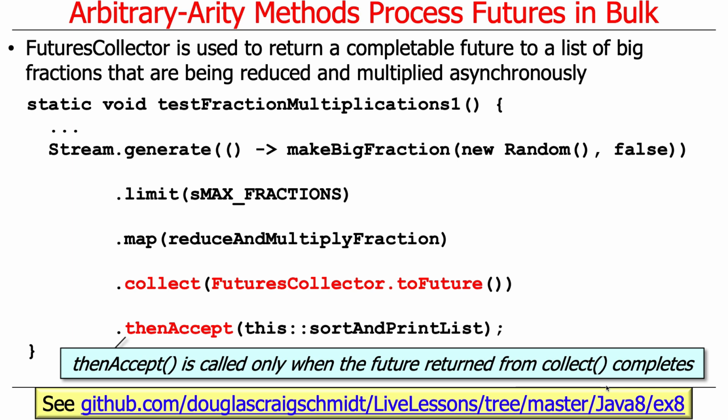So we're just narrowing things down, and we end up with a single completable future from collect that we can then wait upon. And as we saw before, when that finishes, when everything else is finally done, we will sort and print the list, again in parallel, but the point is that the end result is a printed list of reduced and multiplied big fractions.